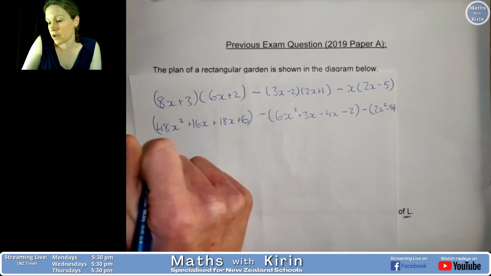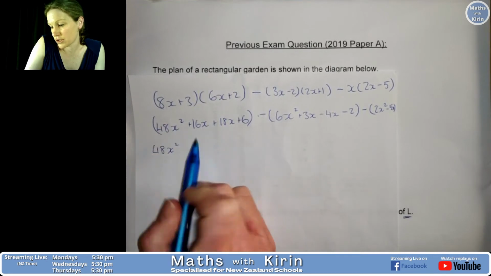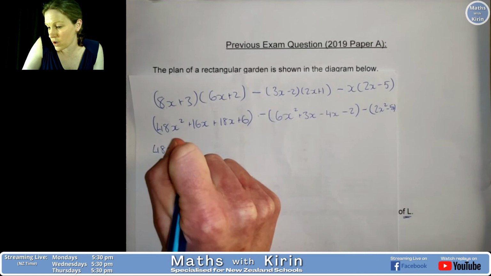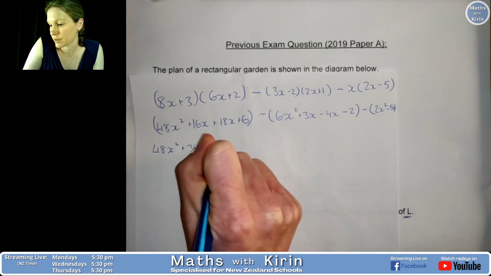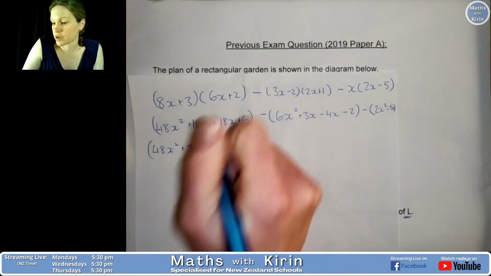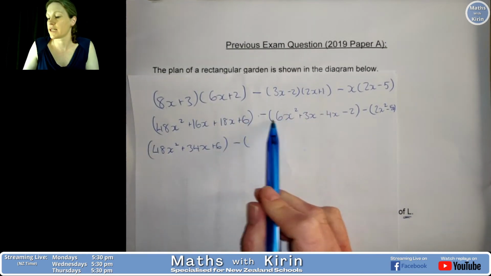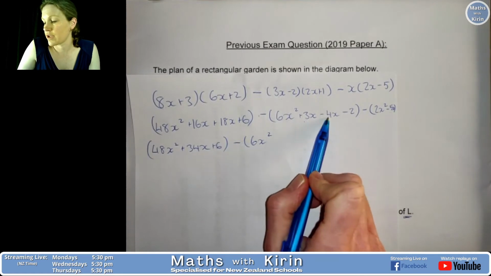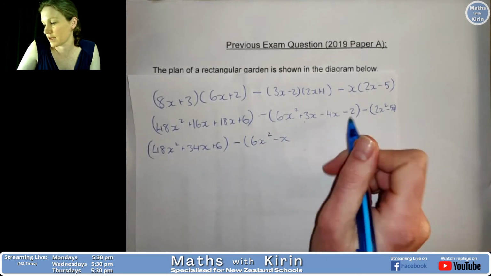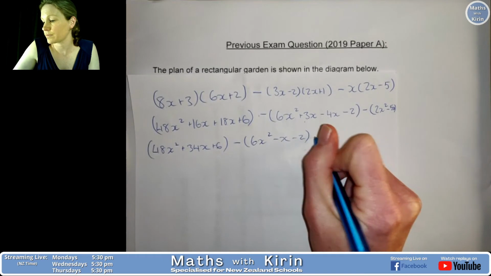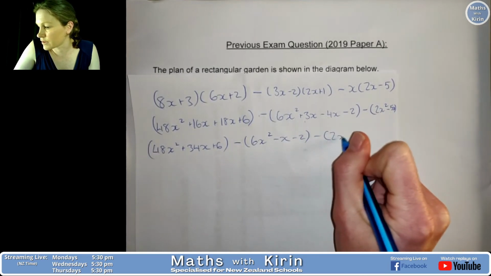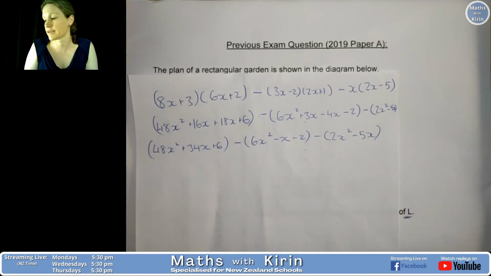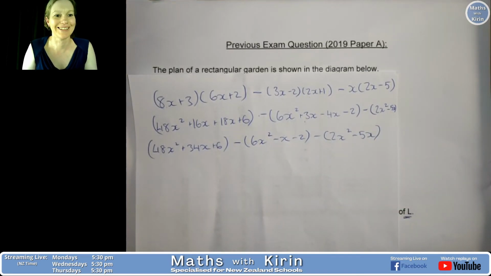Okay, so in here, 48x squared isn't going to change. 16x plus 18x is 34, plus 34x, and then plus 6. Just put it in brackets because it keeps it together. Simplifying this, we've still got 6x squared. 3x minus 4x is negative x, and then our minus 2. And then 2x squared minus 5x stays the same. Okay, and we can read it a lot better now.